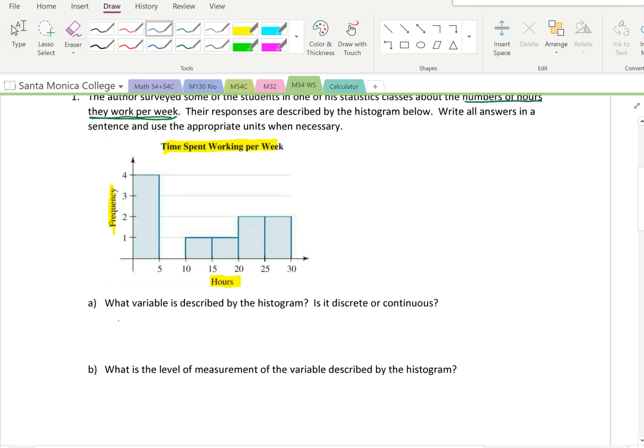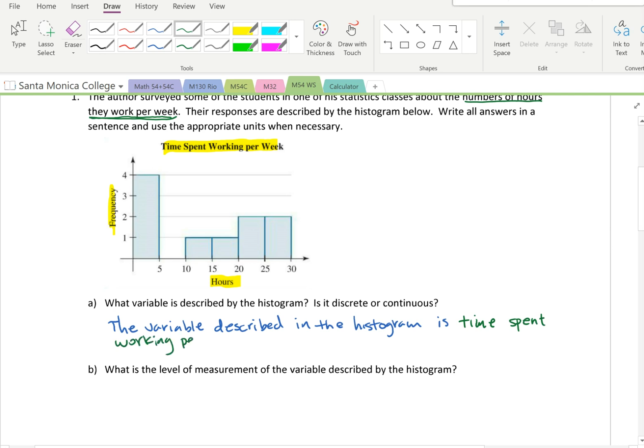I'll write: the variable described here in the histogram is time spent working per week, and this is a continuous variable.